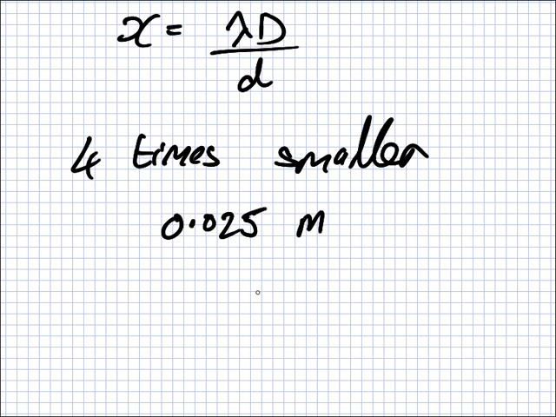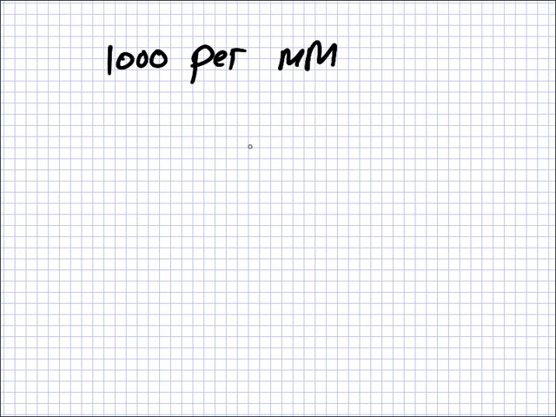Light from a monochromatic source is incident normally onto a diffraction grating with 1000 lines per millimeter. The light passes through the grating and forms a pattern on the screen on the other side. Show that the spacing of the lines is 1 micrometer. So, 1 millimeter, that's just 1 over 1000 millimeters.